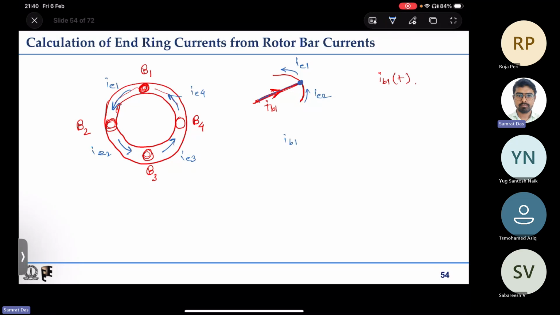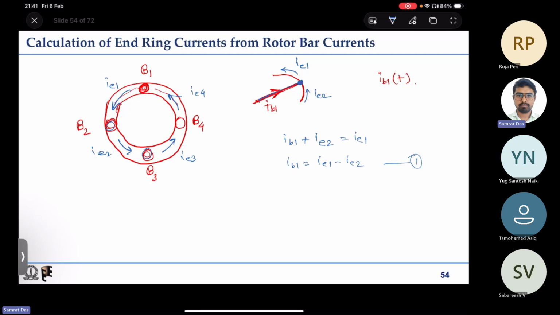So whichever is approaching the node, IB1 plus IE2 equal to IE1. So you have IB1 equal to IE1 minus IE2. So you have one equation for this node. So similarly you can apply KCL and get these many KCL equations.